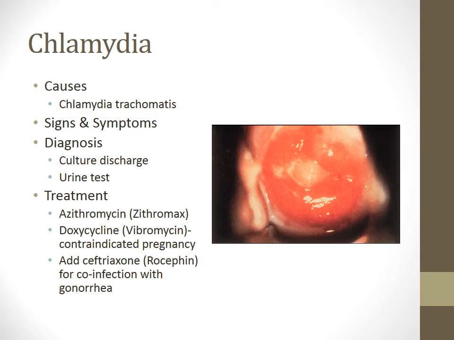Both the male and the female must be treated, both partners. And because of the frequency of co-infections with gonorrhea, there may also be a combination regimen used. It could be ceftriaxone, which is Rocephin, with doxycycline or azithromycin, which are prescribed for, again, co-infections with gonorrhea, because gonorrhea and chlamydia are buddies, and most of the time if someone's infected with one, they have the other.